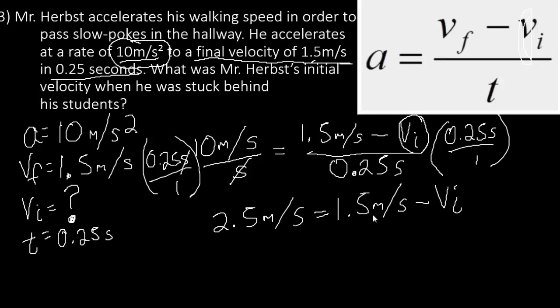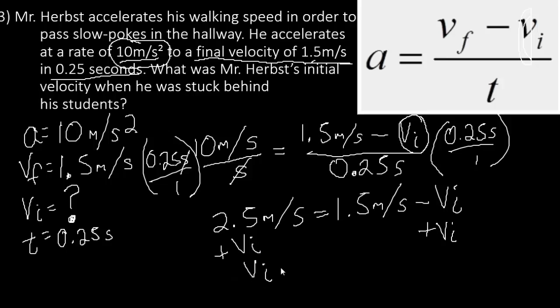Now you can do one of two things. I'm going to go ahead and do what I believe is easier to do. Once again, we need to get the initial velocity by itself. And we have a negative, which makes it a little bit of a problem. If we go ahead and add VI to each side, it will get rid of that negative right there. So we add VI to each side.